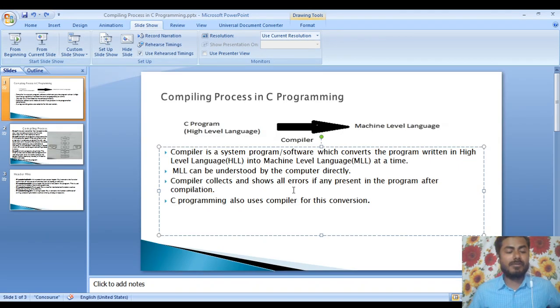Yes, the day before the previous lecture, in lecture 2, we learned about the basic structure of C programming. In today's lecture 3, we are going to learn about how the compiling process takes place in a C program. That is, how a program written in a high level language is converted into machine level language. So let us start.